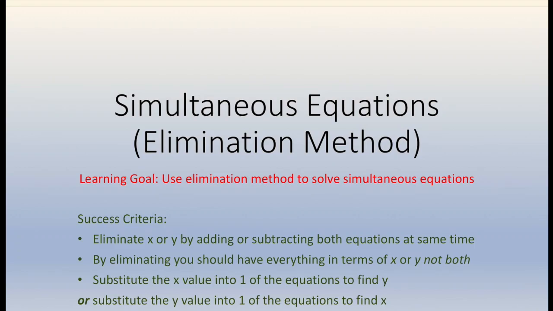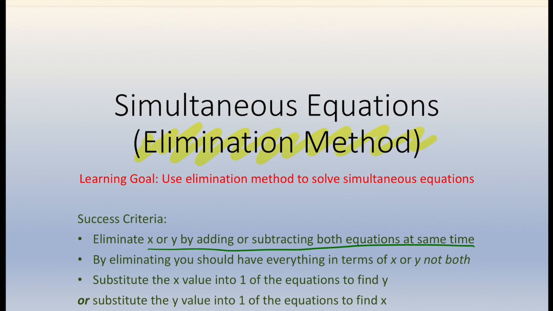Third part of simultaneous equations. First of all, we looked at the graphical model, where the point of intersection is one way to solve it. Another one is substitution. And finally, we're looking at elimination, okay? The elimination method. So what we have to do is eliminate x or y by adding or subtracting equations at the same time.